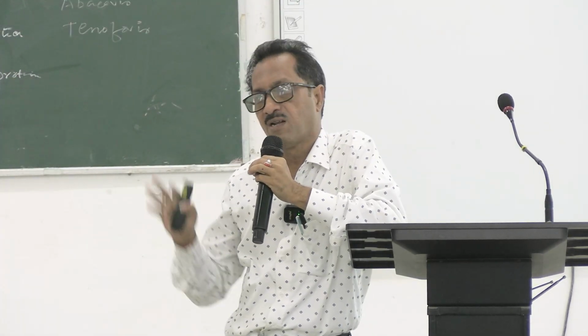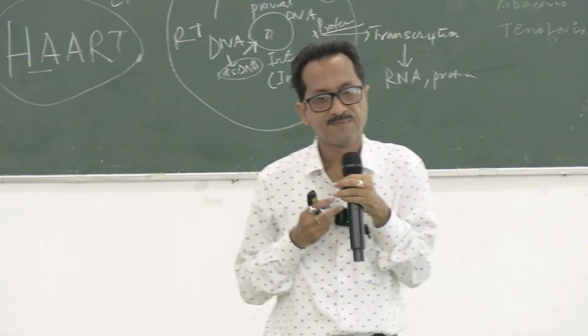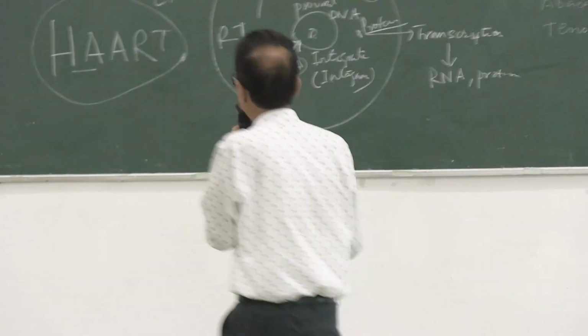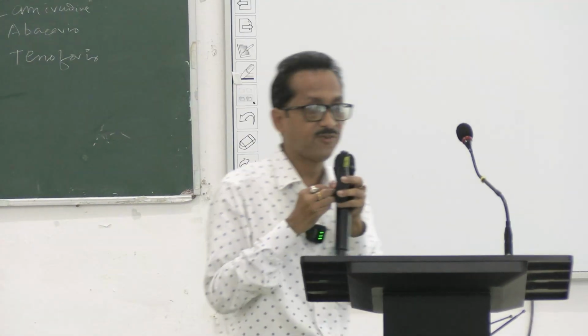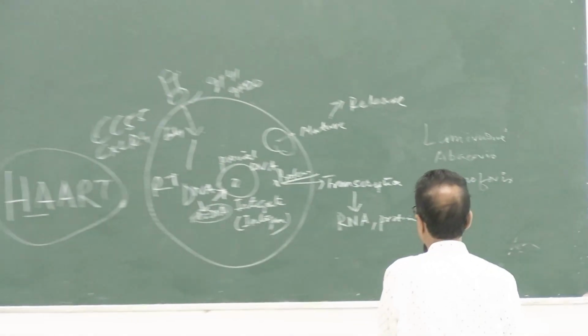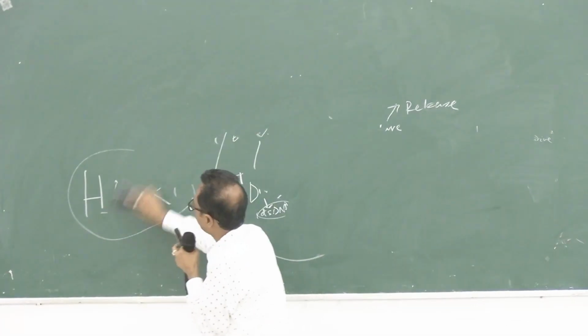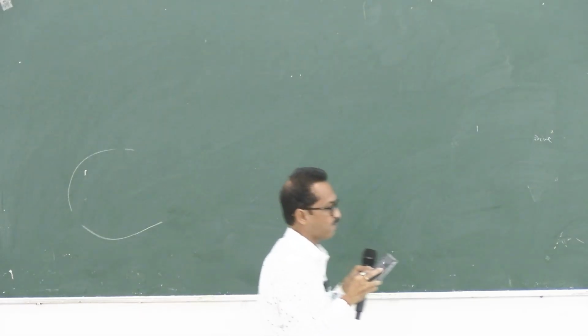And how is the CD4 count tested? What is the method? I have told you during the earlier session: flow cytometry, or fluorescence activated cell sorting. So these are the methods of monitoring. One is quantitative PCR and another is flow cytometry. Flow cytometry is the method to detect the CD4 cell count.